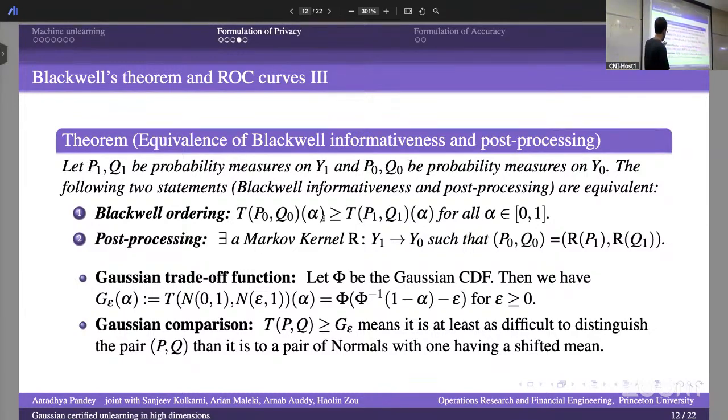At least the idea of the trade-off function is clear. We can construct a function, and there is this idea that the higher we go, the harder it becomes to distinguish, and that is the same as saying we apply a Markov kernel.